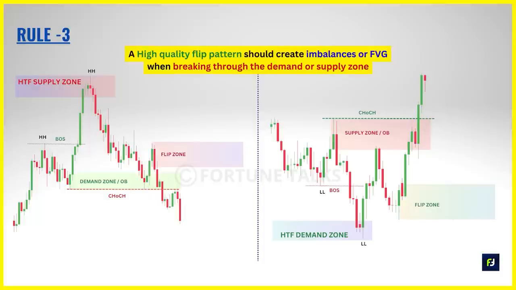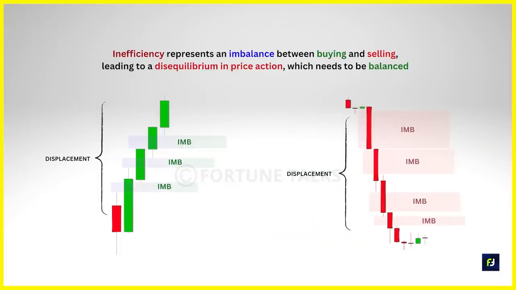Moving on to rule number 3, this is a very important criterion that needs to be satisfied. It states that a high quality flip pattern should create a significant imbalance or inefficiency when flipping a demand or supply zone. This imbalance or inefficiency should be associated with a clear change of character, or in other words, it should involve a swift, powerful price movement that invalidates the previous market sentiment. Let us understand the reasons why this is very important. Imbalance represents an inefficiency between buyers and sellers, leading to a disequilibrium in prices that needs to be filled. Often imbalances are seen as a gap within the candles.